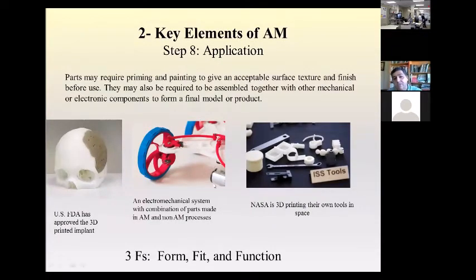Application could be a variety of things, could be very simple, just form. Basically we call it the 3 Fs: form, fit, and function. Form is just for evaluating how it looks. For some products that's going to be enough. Fit is making sure that this part fits the bigger assembly. And finally, function, which is one where the part can be used right away after coming out of the machine.